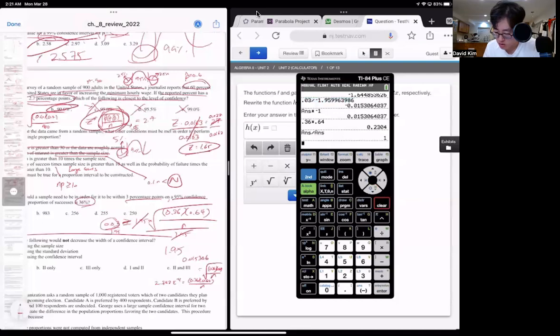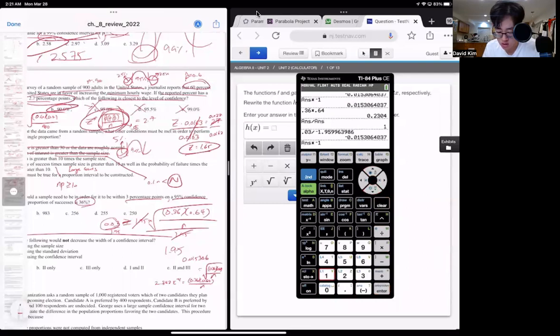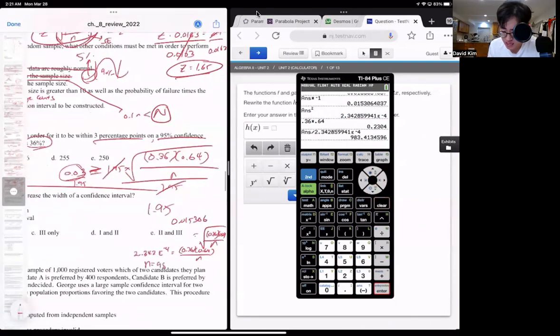Okay, so what I wanted to do was 0.03 divided by, what's this number? And then times -1. And then you're going to square that number. So you get 2.34 e to -4. So 0.36 times 0.64, which is that, divided by this number. And you get n is equal to 983.41. Guys, if you're confused as to what I just did, think about what happens. You've got to get rid of the n by multiplying by n on both sides like this. Then you get basically this times n is equal to that. So I just took the 0.36 times 0.64 and divided it away by the 2.342 number onto the other side. And I got n is equal to 983.41.